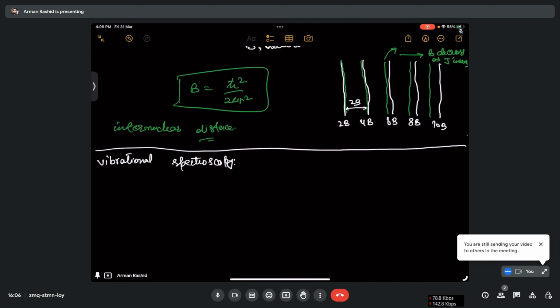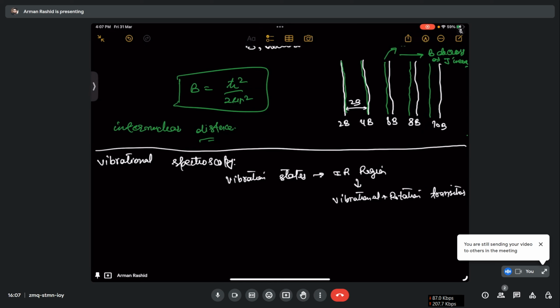Now we'll go to the vibrational spectroscopy. In vibrational spectroscopy, as I told you, the vibrational states are involved. We'll see transitions in the vibrational states. But once you apply a frequency in the IR region, we will see both vibrational plus rotational transitions. So we'll see both vibration as well as rotation.